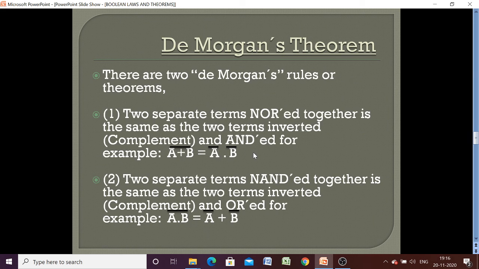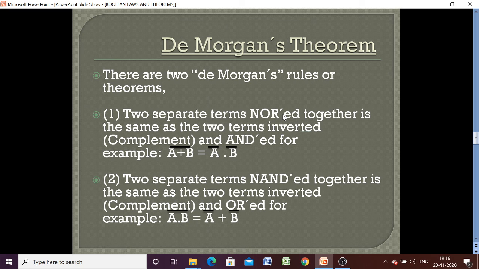Next very important theorem is De Morgan's theorem. So basically there are two theorems under this De Morgan's theorem, and this De Morgan's theorem can be proved using truth table as well as algebraically. So we will discuss how we can prove De Morgan's theorem using truth table as well as algebraically.